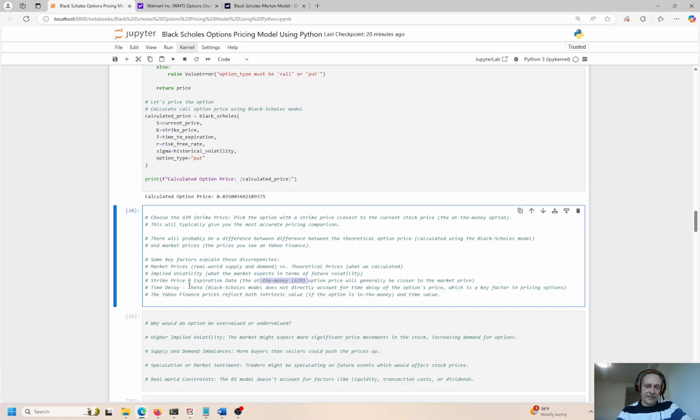We saw that there's a time decay, right? The longer you have until the expiration date, the more chance the option will move into the money, whether it's a put or a call. And Yahoo Finance prices reflect both intrinsic values and time value right here.